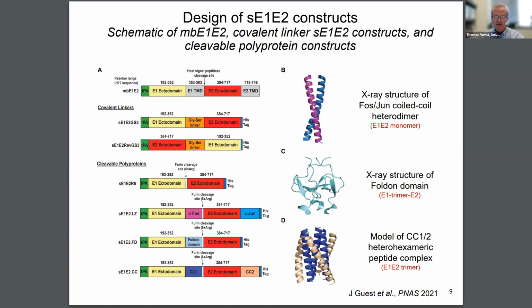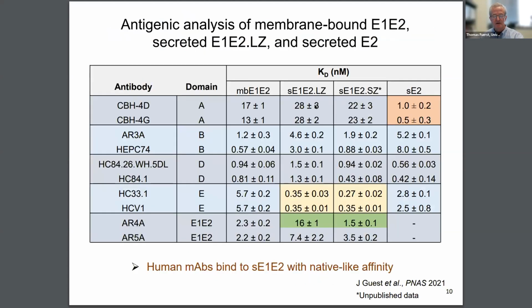In expression studies, the phosgene leucine zipper was efficiently secreted, so we moved forward with this construct. In this slide, we purified membrane-bound E1E2, secreted E1E2 with a leucine zipper, and a modified form of the leucine zipper with no human sequence homology that we call SynZip, SZ, that I'll discuss a little bit more later, and secreted E2. We again tested for binding to a panel of MABs corresponding to the major domains, as well as antibodies that recognize the E1E2 complex.